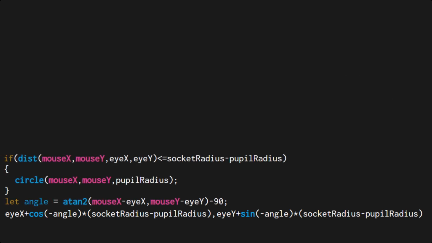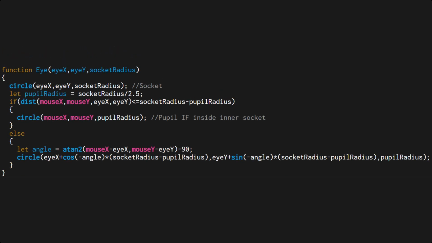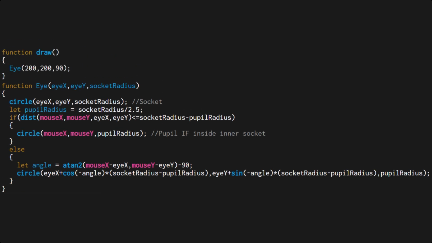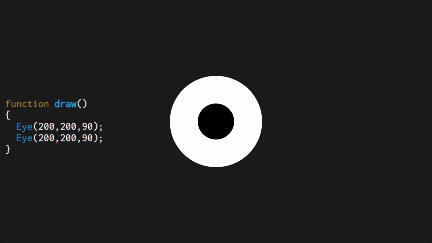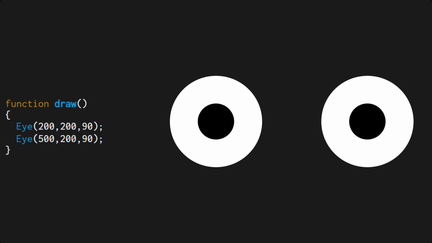We still need some way of testing this. To do this, we combine this into a function. Place that function into a looping function and you have got one eye done. To make two, just duplicate the line in the looping function, change some values, and there you go. 2 eyes that follow your cursor.